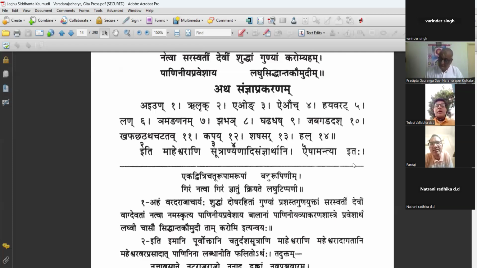Now, ja bha gha dha, ja ba ga da, kha pha cha tha ta, kapa, shasasa, ha. Can someone say how many letters are included here? It's complex, but listen. This is why alphabets are also important. Someone who can visualize the alphabet, especially the consonants, will get it. 24 letters.